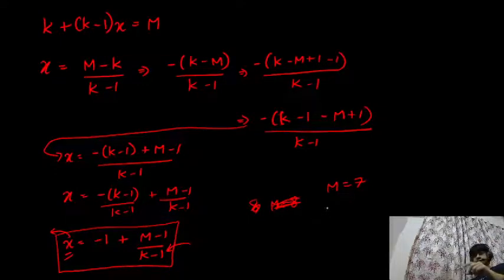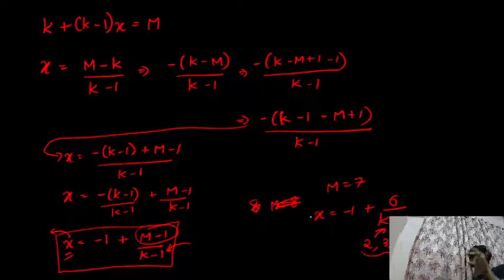So if I take M as 7, then X is equal to minus 1 plus 6 by K minus 1. Now what values of K can we put here? We can add 2, we can add 3, we can add 4, and we can add 7. So this is the complete question. Find the divisors of M minus 1. You'll be getting the integral solutions, and that was the whole question.